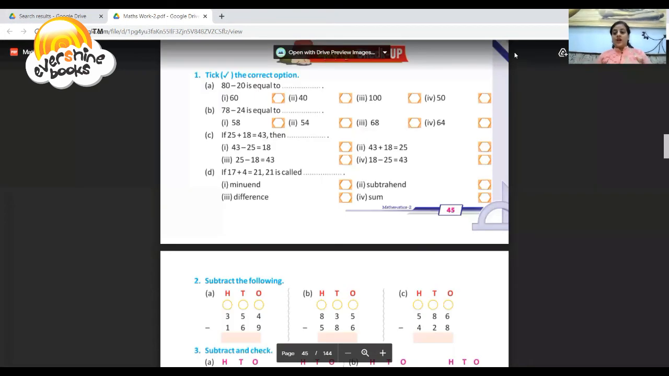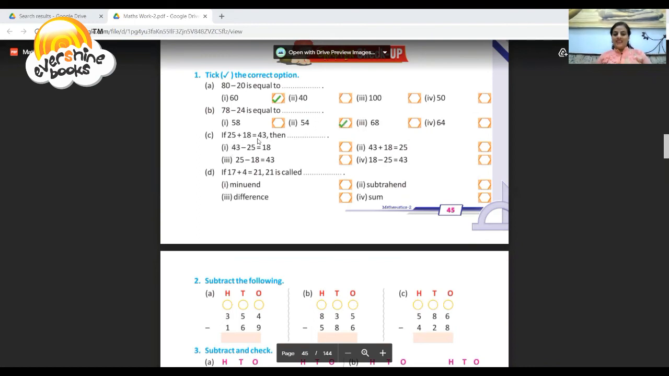Now students, we are going to do our checkup. In that we are going to check what we have learned and how much we are able to do. Like 80 minus 20, it means 8 minus 2 is 6. So the answer will be 60. We have to just take it like this. 78 minus 24 means 8 minus 4 is 4 and 7 minus 2 is 5. So 54 is the answer.